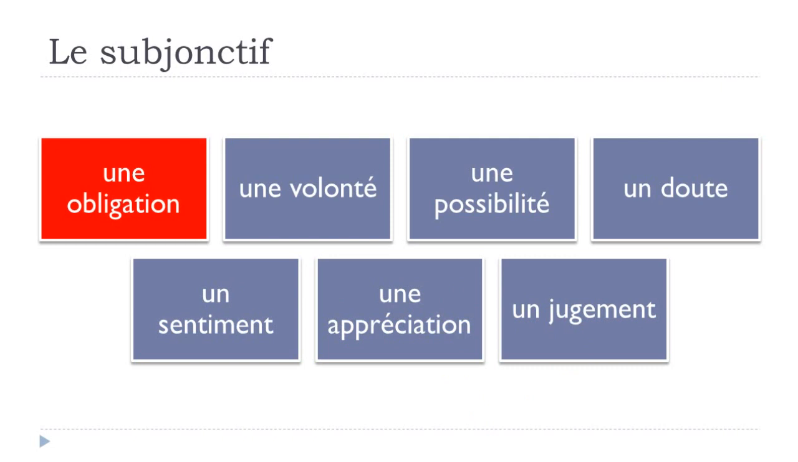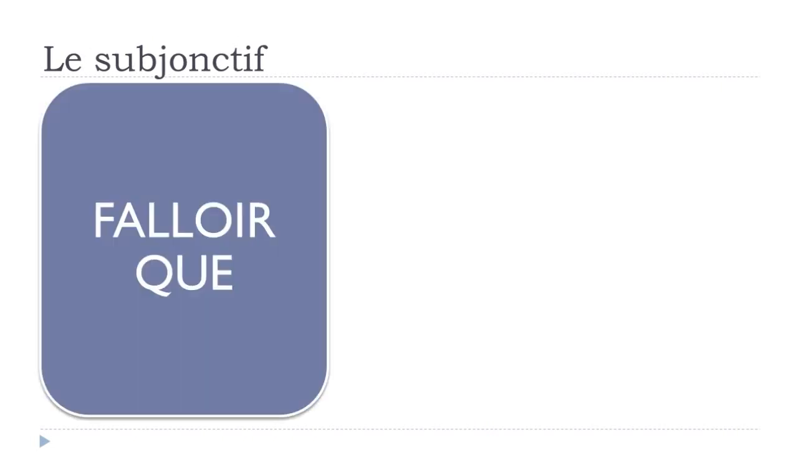Okay, so let's see first une obligation. So for example, we'll have this verb falloir and then the construction falloir que. So you will see that when we talk about le subjonctif, each time we will have, after the verb, que, and then the following verb will be at the subjunctive form. Okay, so that's the concept, all right?